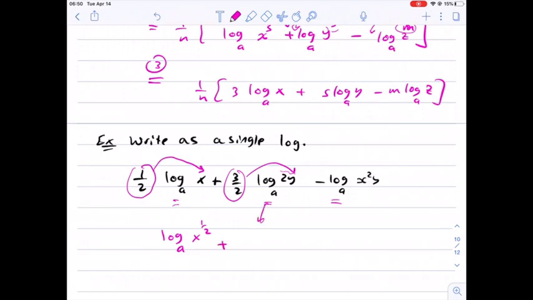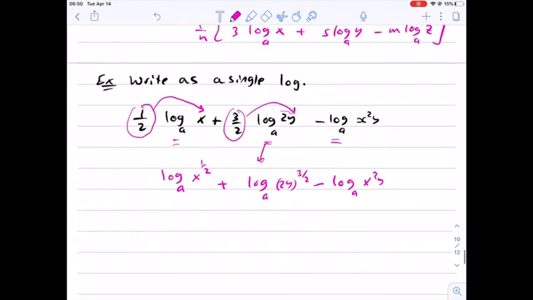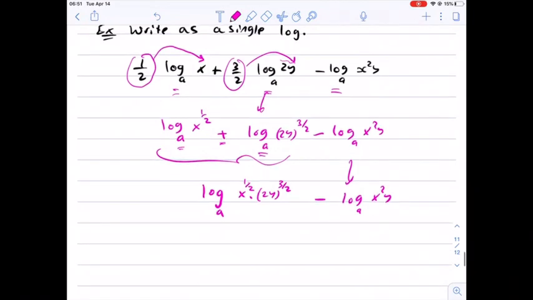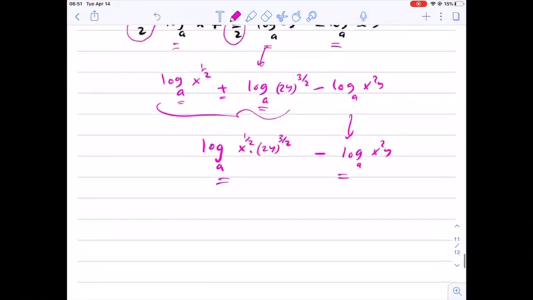So this becomes log base a of x to the 1/2, plus this becomes log base a of 2y all raised to the power 3/2, minus log base a of x squared y. And then we take the first two terms. We have addition and we have the same base of log, so we can write them as a single log base a, and the addition becomes multiplication of the inner functions, minus this function log base a of x squared y.